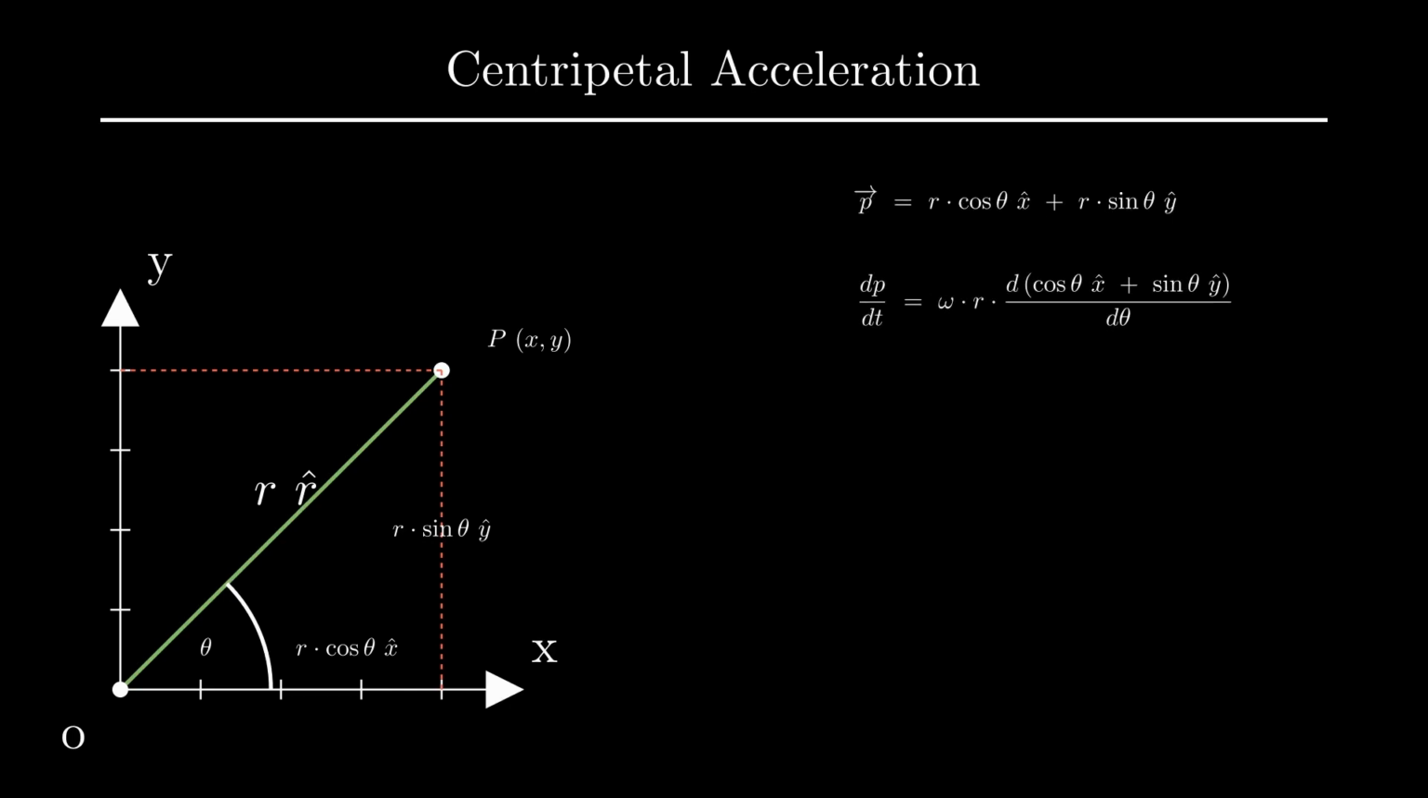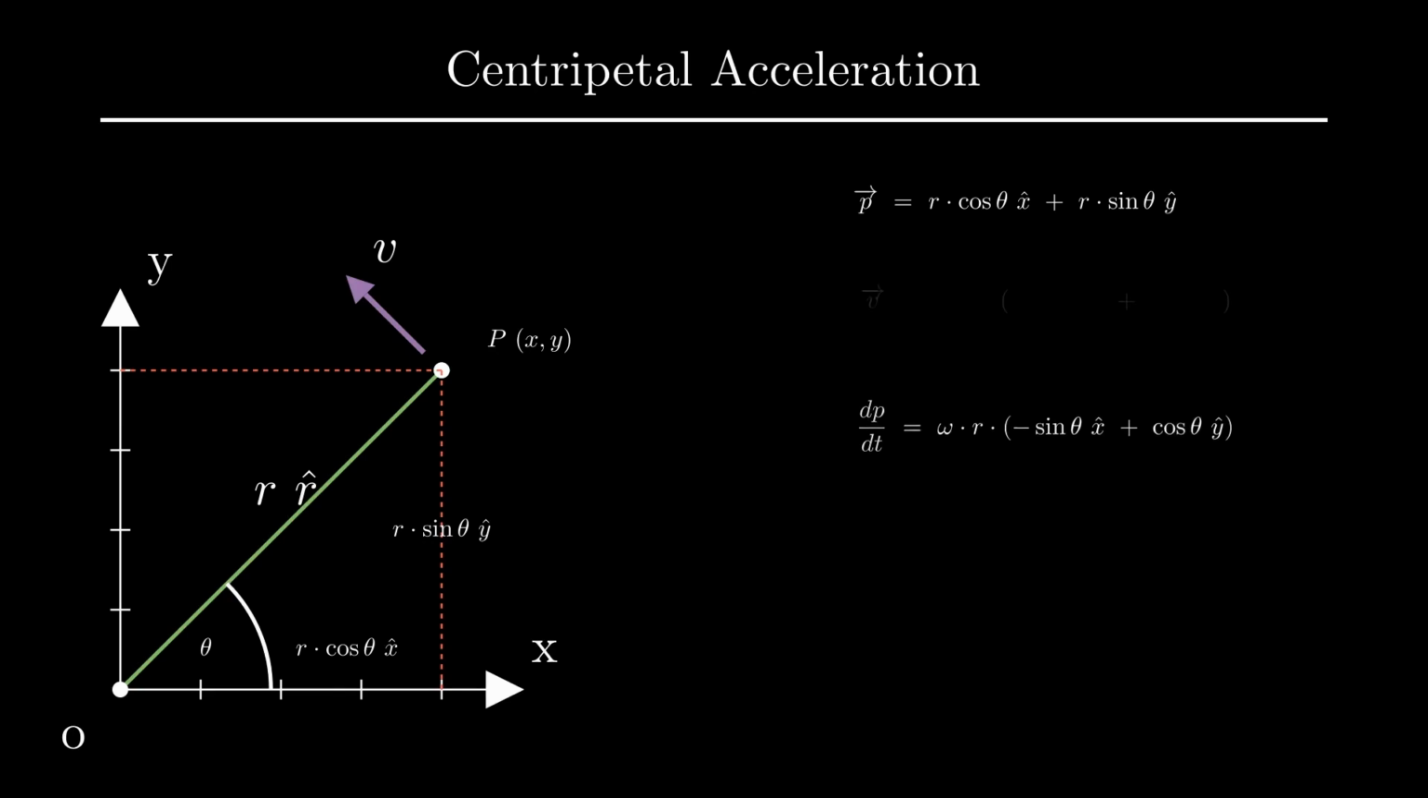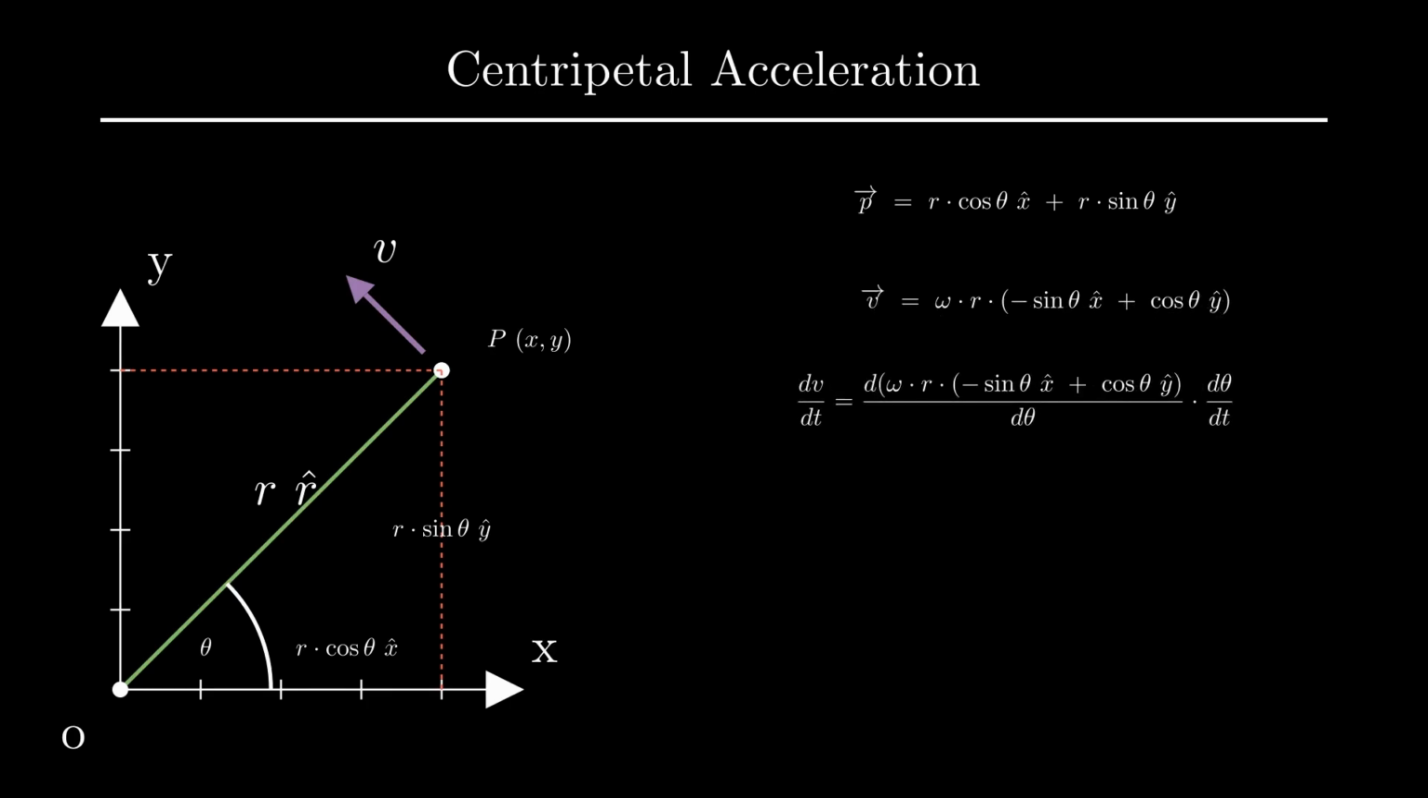Let's rewrite the equation in the manner shown on the screen. This equation clearly shows that the velocity vector is at a 90-degree angle to the position vector. The magnitude of the velocity can be expressed as follows. Next, we take the derivative of the velocity to determine the acceleration of the object, as demonstrated on the screen.